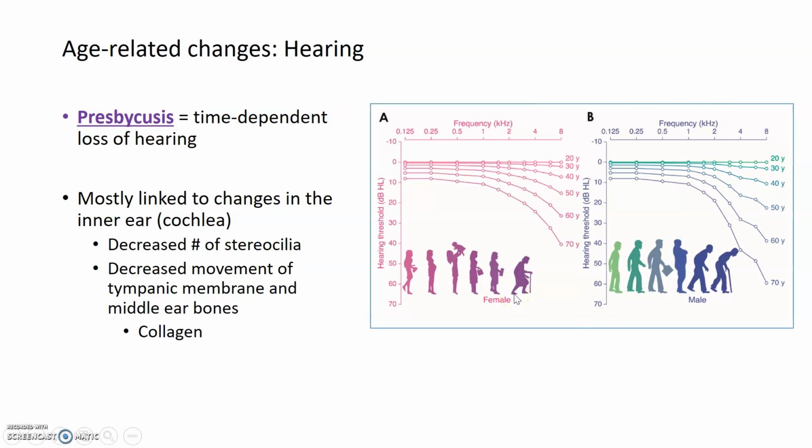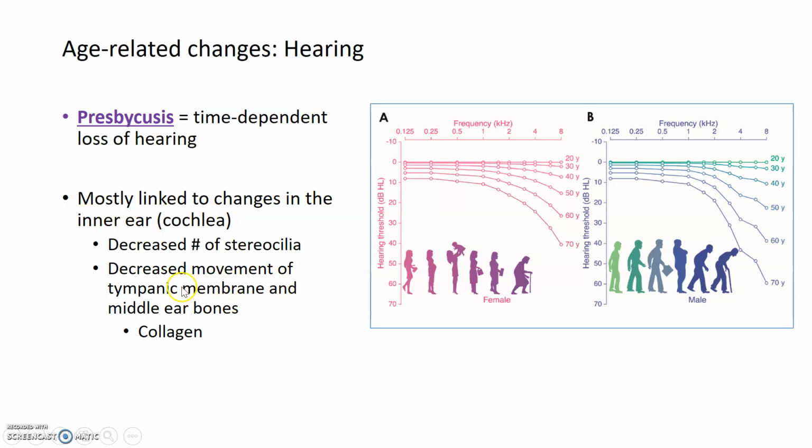So how is this affected by age? Presbycusis, or the time-dependent loss of hearing, is mostly linked to changes that occur in that inner portion of the ear, that fluid-filled cochlea. As we age, there's a decrease in the number of stereocilia present, and if there's less stereocilia, that means there's less of a response to the sound vibrations, which means less calcium influx, less stimulation of neurons, and less transmitting of the sound.